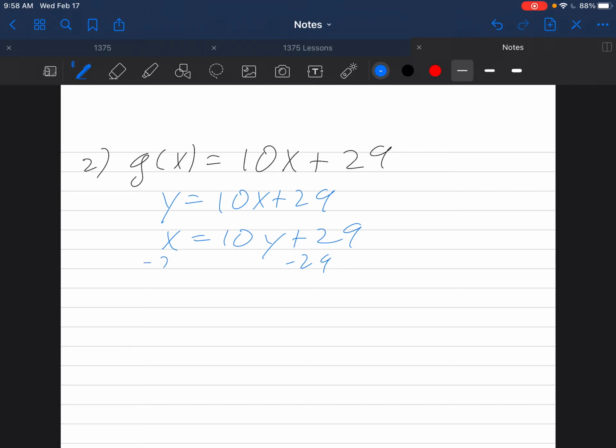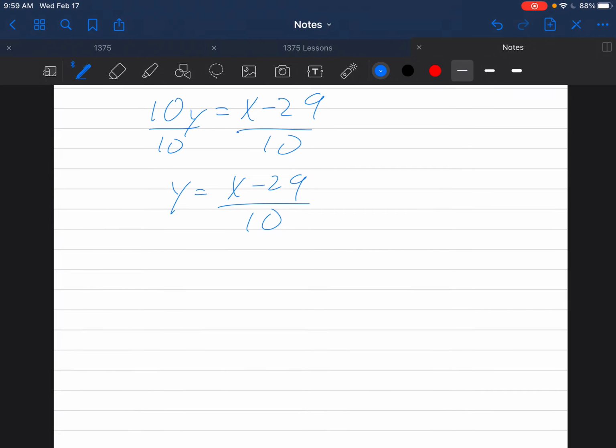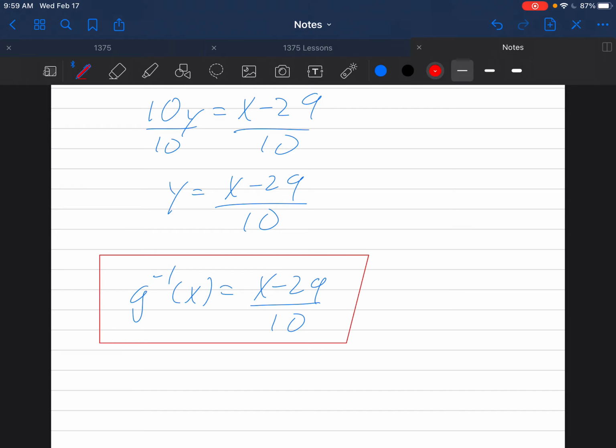So we can solve this by subtracting 29 from both sides, and I'm going to switch it right here. 10y is equal to x minus 29, just because I like the variable I'm solving for to be on the left. We can divide everything by 10, and that makes y equal to x minus 29 over 10. So our original function was called g of x, which means our inverse is called g negative 1 of x. And x minus 29 over 10 is what it is equal to. Box that in, and we are done.